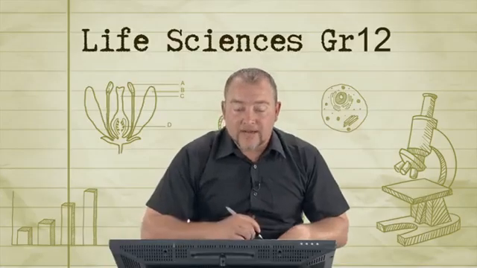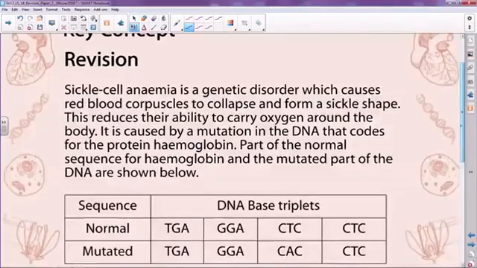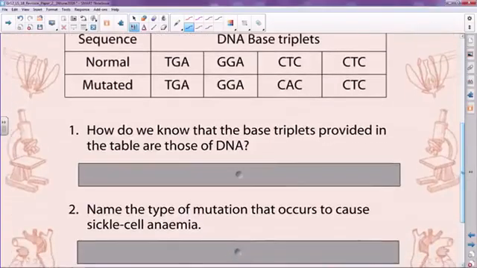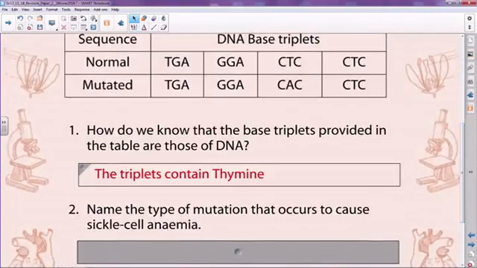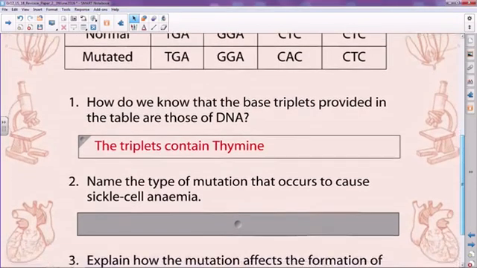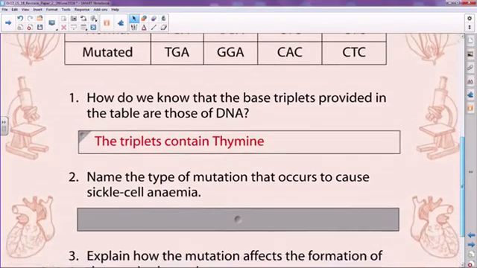Okay, so let's have a look how you did here. First of all, the first answer, these are quite simple. If you have a look, they are all T's. They've all got thymine. Okay, and thymine is only in DNA, not in RNA. Don't forget that. Next one, okay, name the type of mutation. Now, sickle cell mutation happens at a specific point.